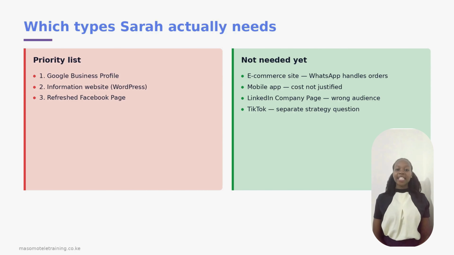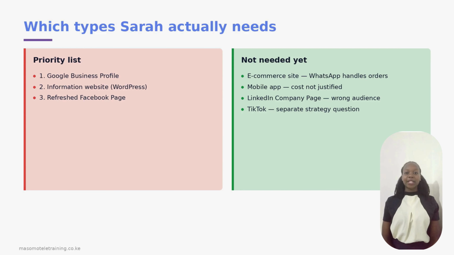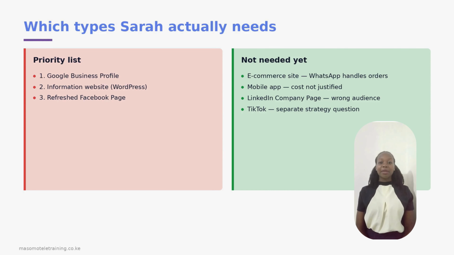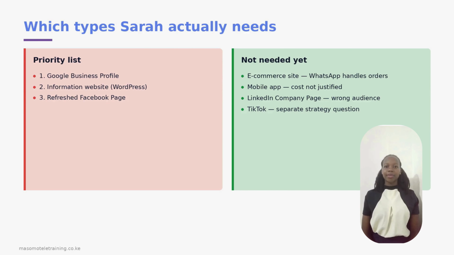For Sarah at Karibu Kitchen, a small restaurant with lunch and dinner delivery, the priority list is short. First, a Google business profile, so people who search lunch delivery Eldoret actually find her. Second, an information website, so customers who click the profile land on real content. Third, her existing Facebook page refreshed. She does not need an e-commerce site. WhatsApp handles her orders. She does not need a mobile app. The cost is not justified. Match the presence to the business.